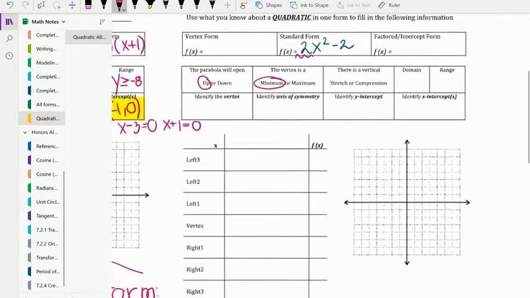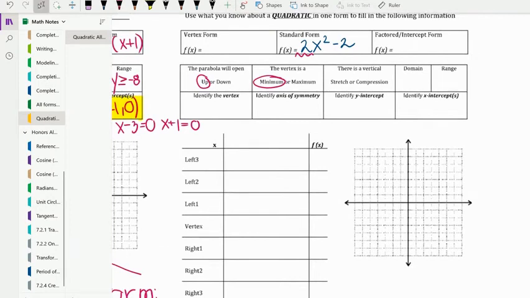There is a vertical stretch or compression because it is 2 and it's greater than 1. It is a stretch. The domain, remember all parabolas, unless it's restricted, will have a domain of all real numbers. Identify the vertex. That is something that we don't have yet. Identify the axis of symmetry. Again, we don't have. The y-intercept we do have, because remember it's that last value of standard form. So it'd be (0, -2).